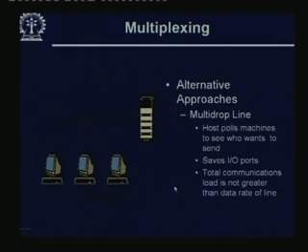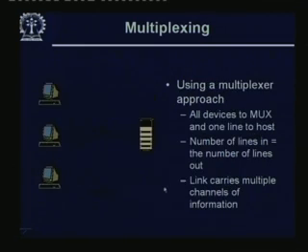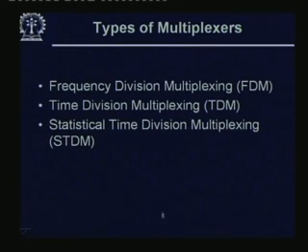Another approach, a somewhat older approach, is that of a multi-drop line. The host polls machines to see who wants to send and then uses the same line, which saves I/O ports. Total communication load is not greater than the data rate of the line. So, these are the simple approaches. Using a multiplexer approach, all the devices' data is multiplexed on one side, sent through one line, and the number of lines in is equal to the number of lines out. The link carries multiple channels of information.